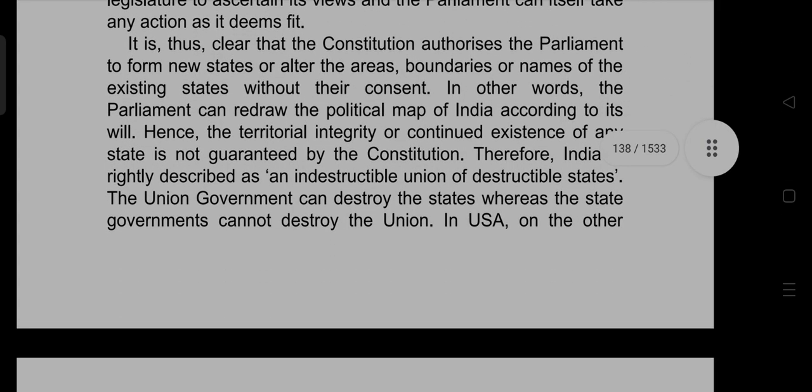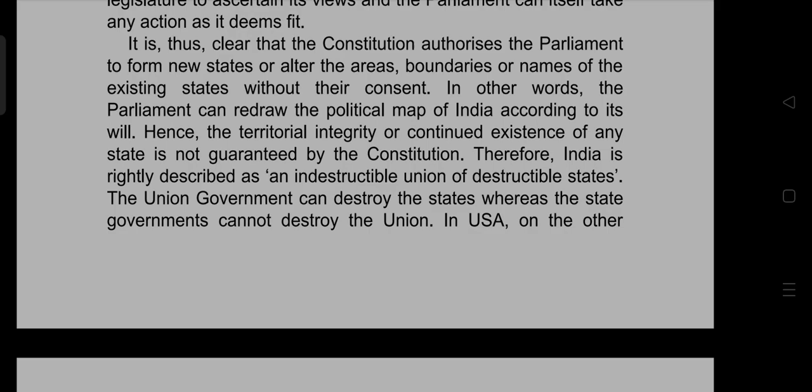It is thus clear that the Constitution authorizes Parliament to form new states or alter the areas, boundaries, or the names of existing states without their consent. In other words, the Parliament can redraw the political map of India according to its will. Hence, the territorial integrity or continued existence of any state is not guaranteed by the Constitution. Therefore, India is rightly described as the indestructible union of destructible states.